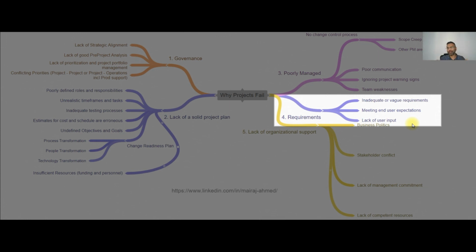So those are a few things around the requirements that I wanted to highlight that are important to prevent project failures. I'm going to stop this video now, and in the next video, part 5, we are going to talk about the last piece, which is around the lack of organizational support.